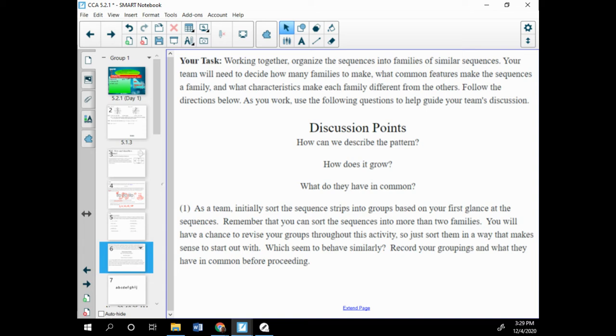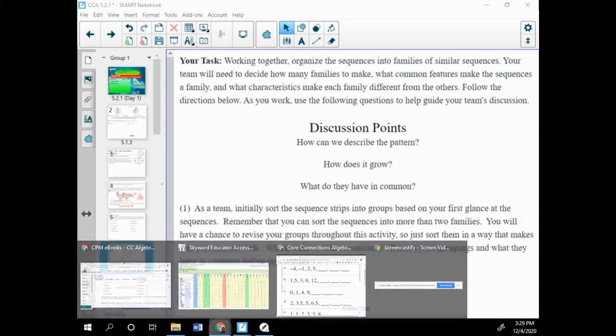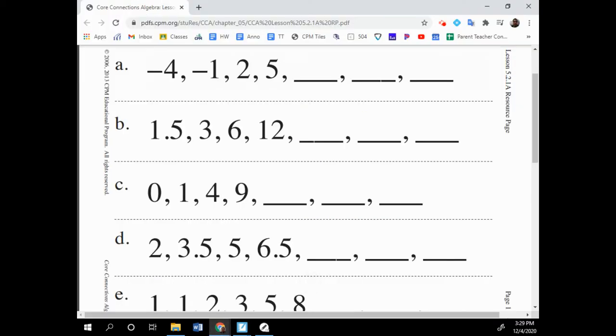And by the way, what I need you to do right now, if you haven't already, please carefully, don't lose these, cut out all of the strips of sequences from your handout. Just take a pair of scissors and cut along the dashed line so that you can separate them. Got them? All right.